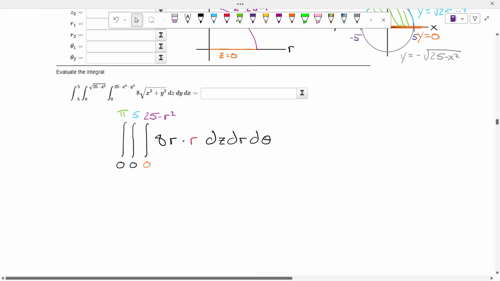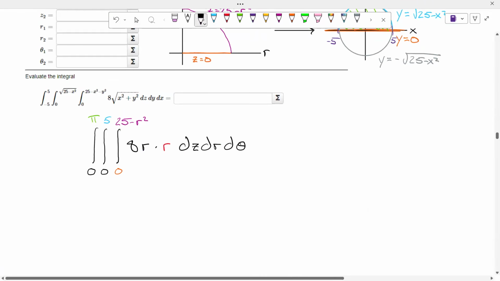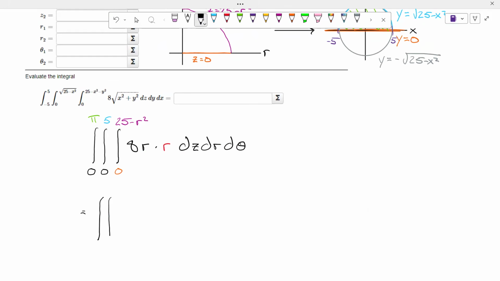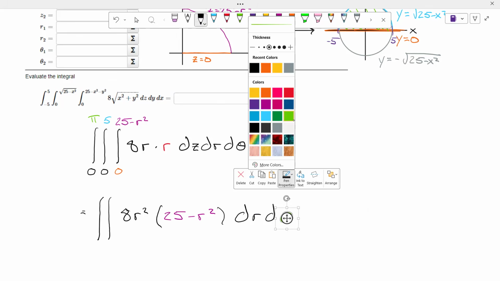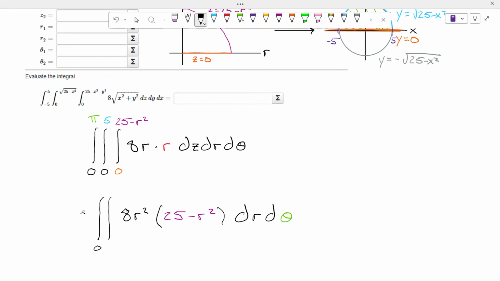And then this is a thing we can integrate. So let's get to it. This looks like 8r squared times the z integral, which is going to be 25 minus r squared minus 0. Still a dr and a d theta here. We mark theta in green because it's going from 0 to pi. And r still from 0 to 5.